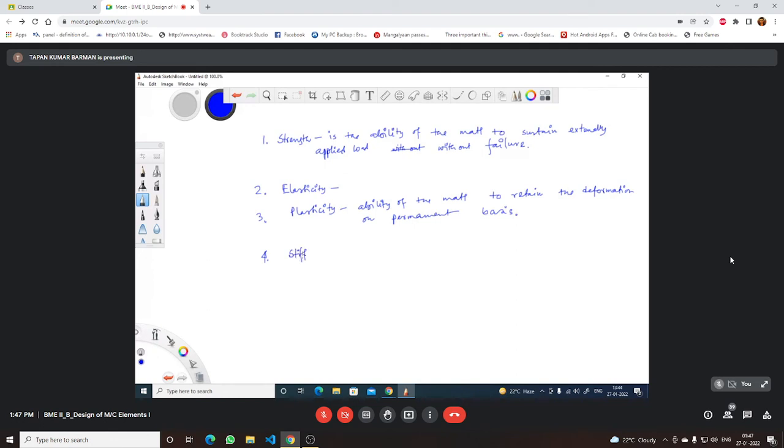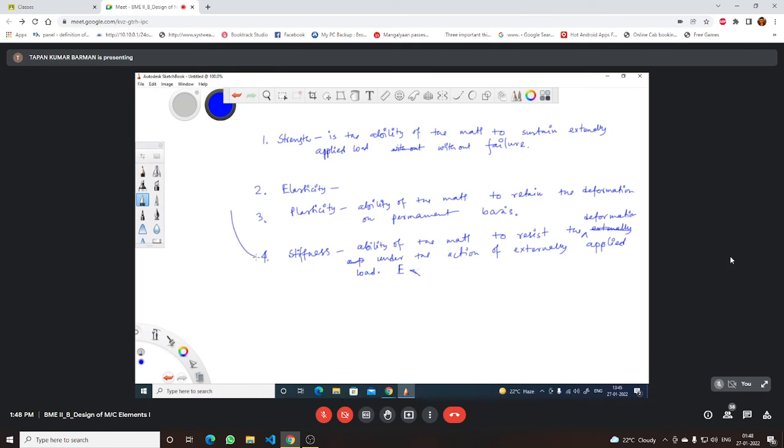It may be stiffness. What is stiffness? It is the ability of the material to resist the deformation under the action of externally applied load. So the modulus of elasticity, as you know, is the measure of stiffness.